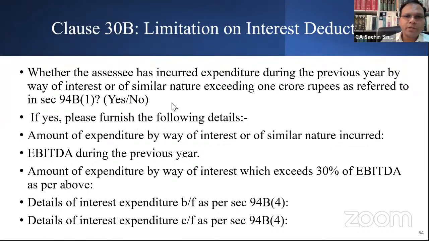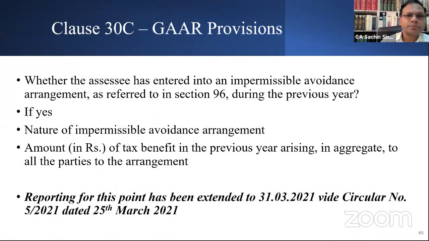Similarly, 94B reporting, they are also asking GAAR provisions. Although this provision is applicable from 31st March 2022, from the next year. Because they have extended this for another 1 year, as per my understanding, this section says: whether the assessee has entered into an impermissible avoidance agreement as referred to in section 96.